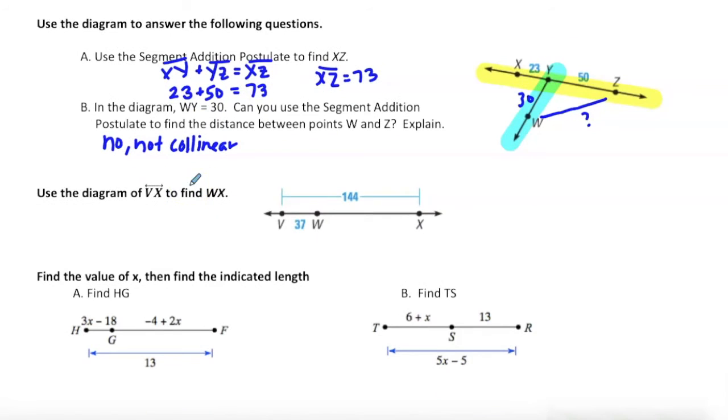Use the diagram of VX to find WX. So we know this piece is 37 and that the whole thing is 144. So if I take 144 minus 37, then we should get 107. So this piece right here is 107.